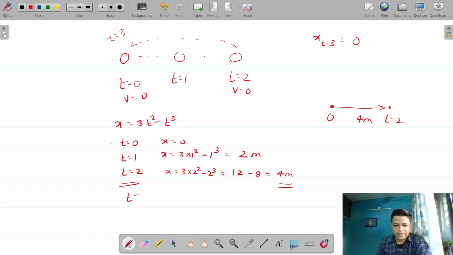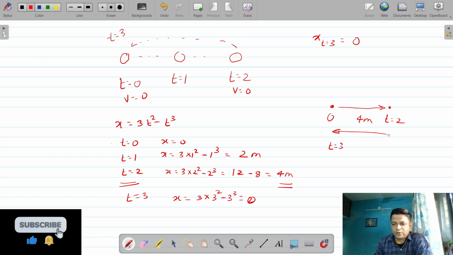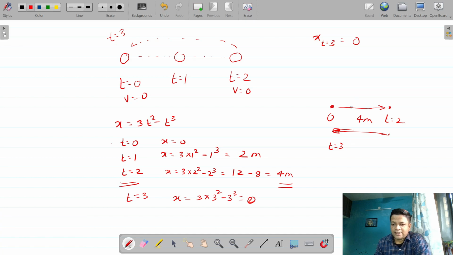But at t is equal to 3 seconds, we are getting x is equal to 3 into 3 square minus 3 cube, that is 27 minus 27, 0. So again, particle at t is equal to 3 seconds comes back to the original position. At t is equal to 3 seconds, it moves from this point to the original point. So this way, total distance traveled is equal to 4, plus again return to the original position, that is 4. So it is equal to 8 meter.